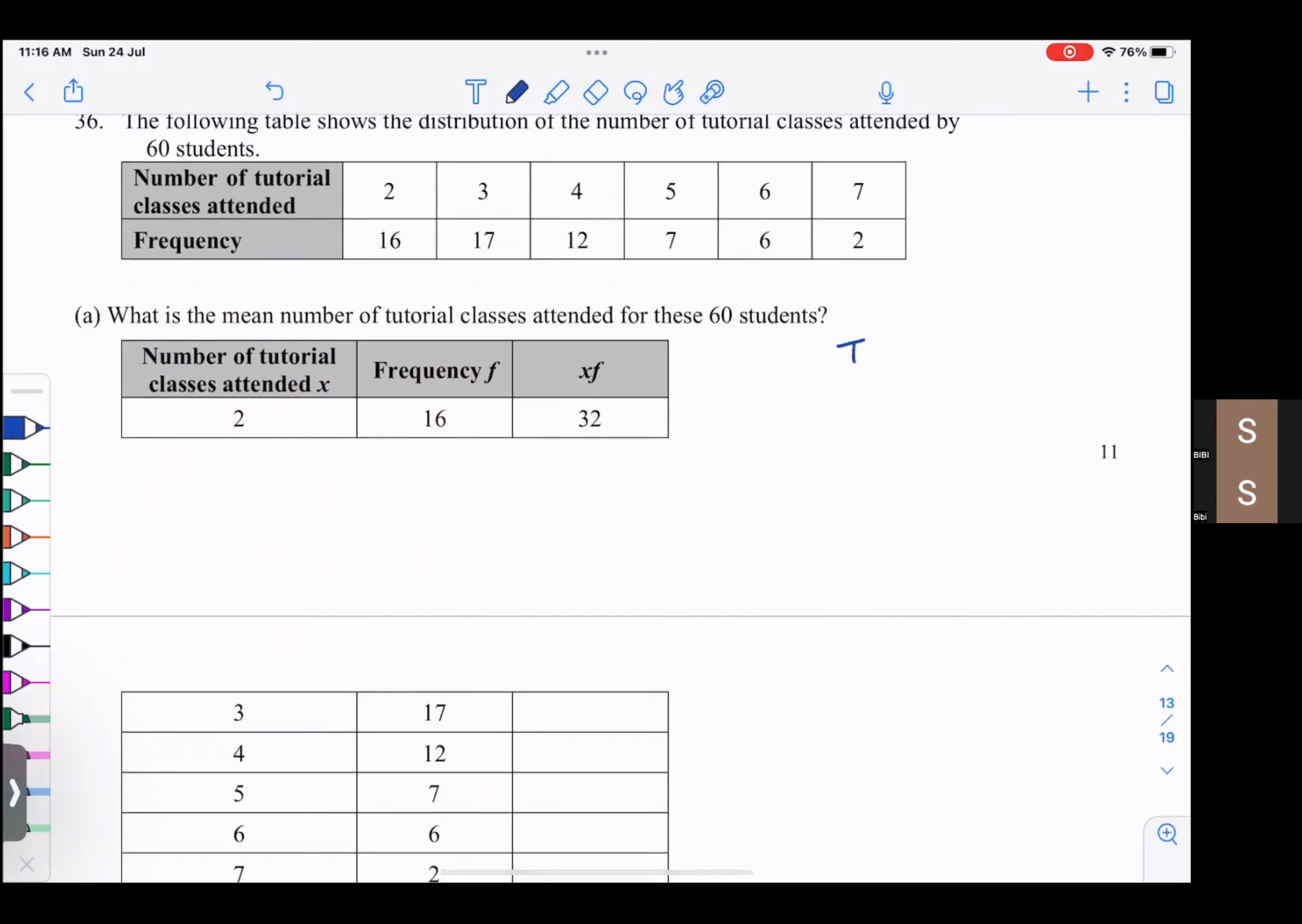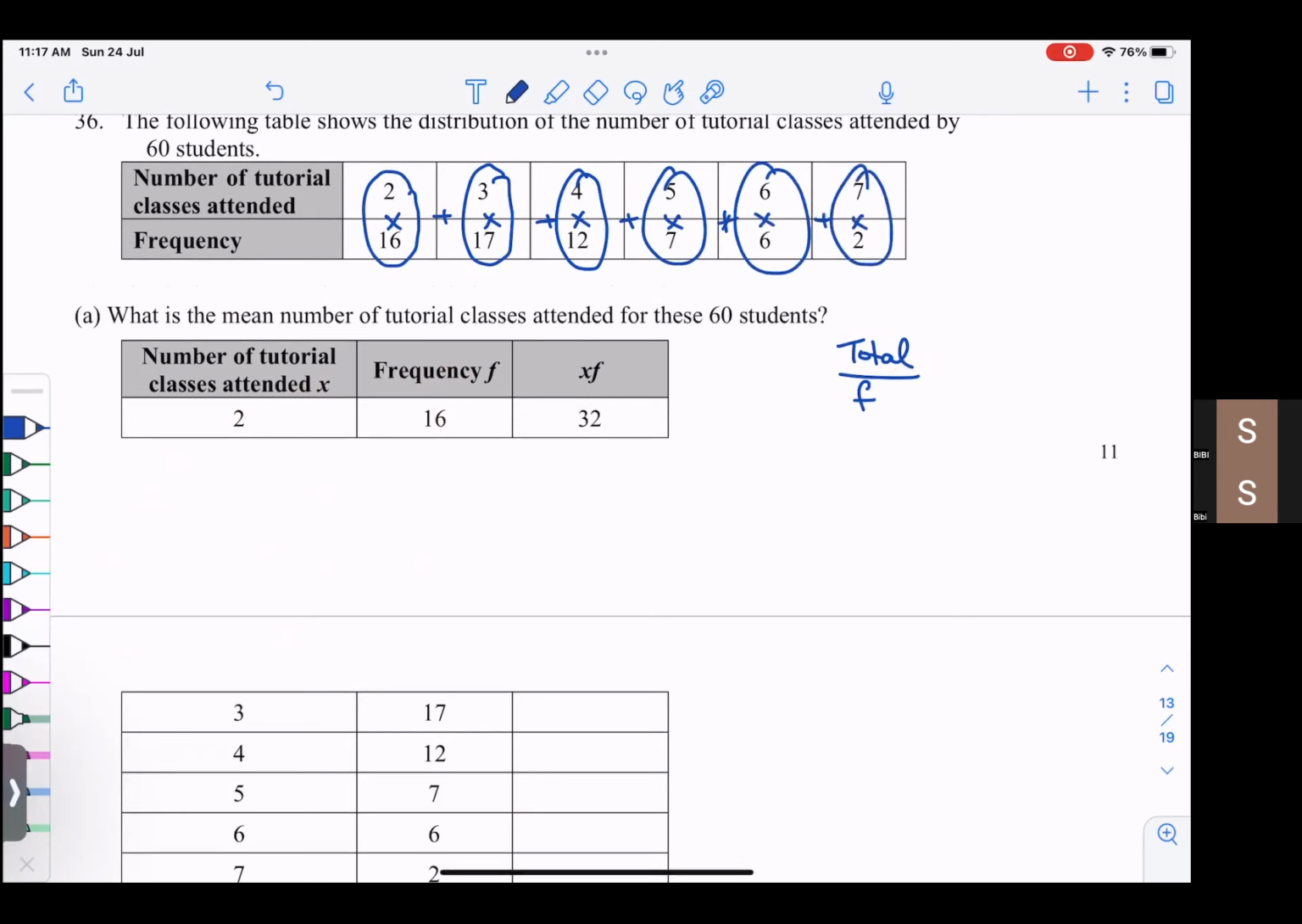Mean is the total over the frequency, right? So what is the total? Total means the total value. So the total value for this will be 2 times 16 plus 3 times 17 plus 4 times 12 plus this times this plus this times this, like that. So that will be your total value. After adding up all of them, you put it on the total.